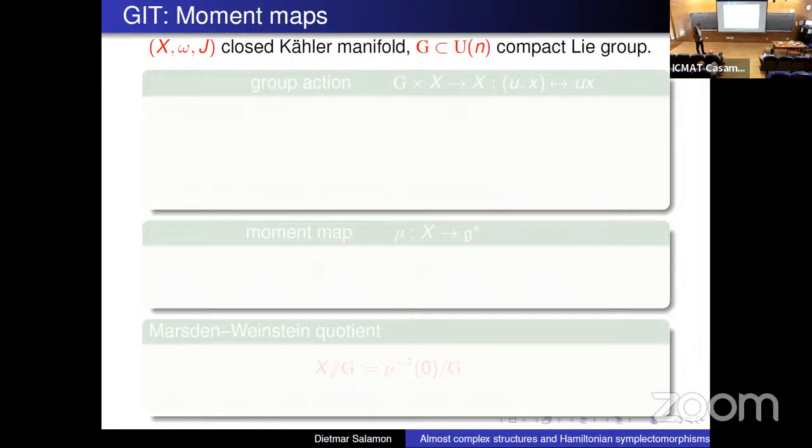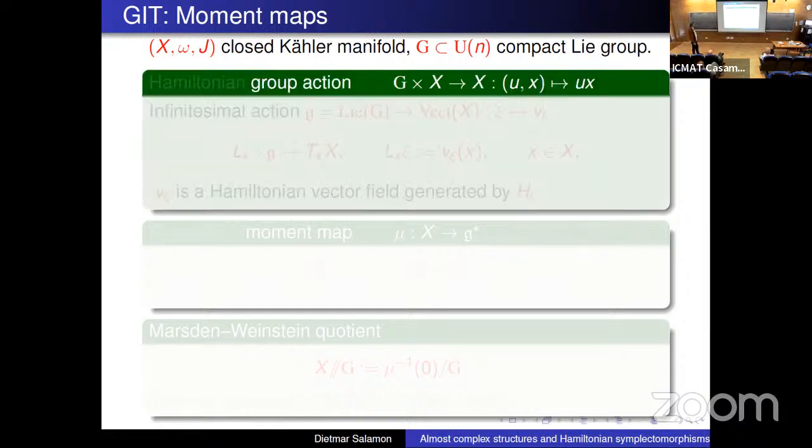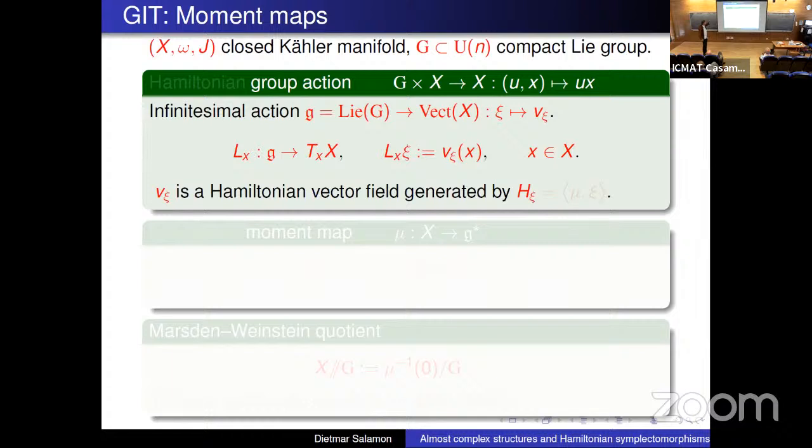Beginning with a closed Kähler manifold on which a compact Lie group acts, the algebraic geometers among us will not like this notation because a compact Lie group is called K and not G. But for me, it's called G. So we have a group action by Kähler isometries on our manifold, and the infinitesimal action assigns to every element psi of the Lie algebra a vector field V psi, and the hypothesis is that this vector field is a Hamiltonian vector field generated by a Hamiltonian function which can be assumed to depend linearly on psi. Also, I will use throughout this notation that V psi at x is the vector field V psi at the point x.